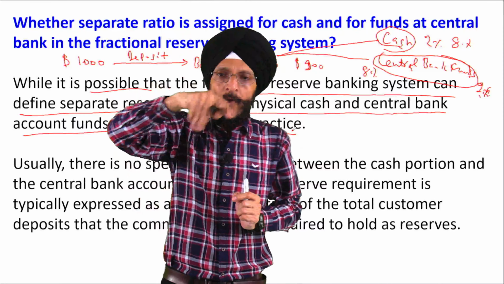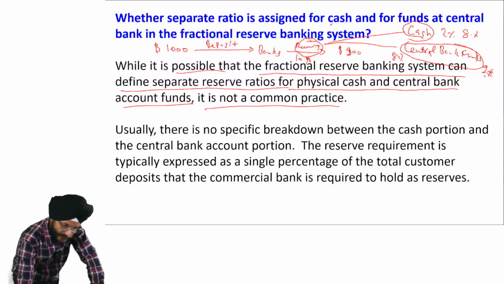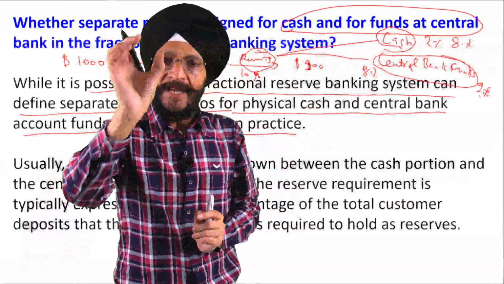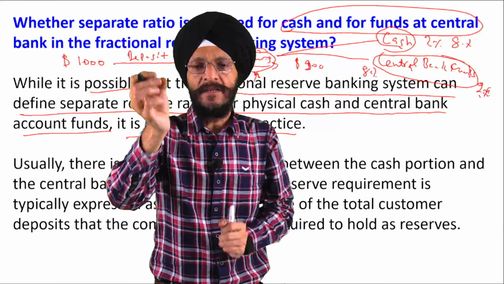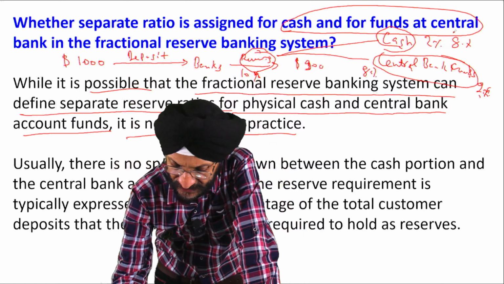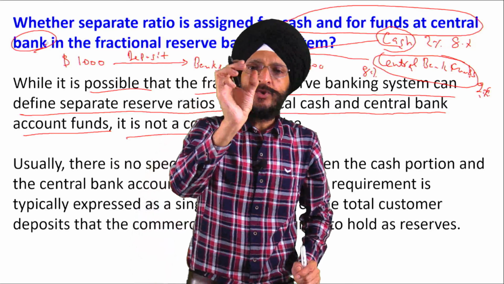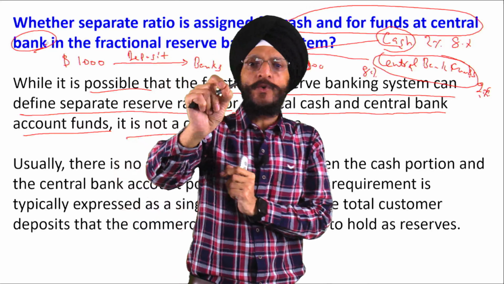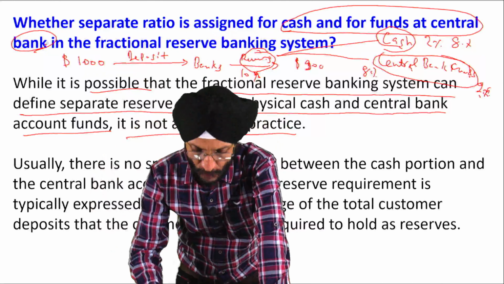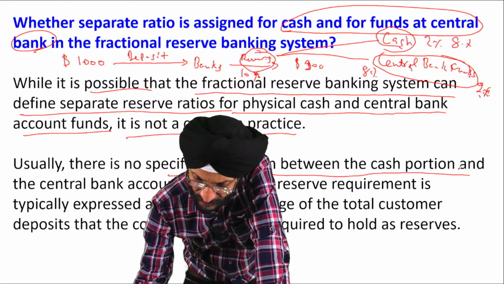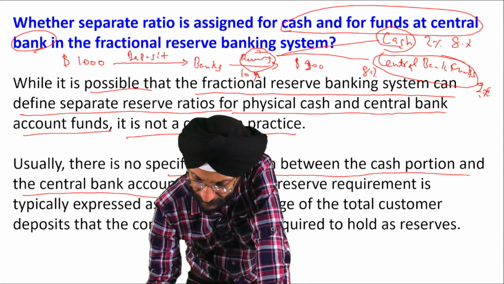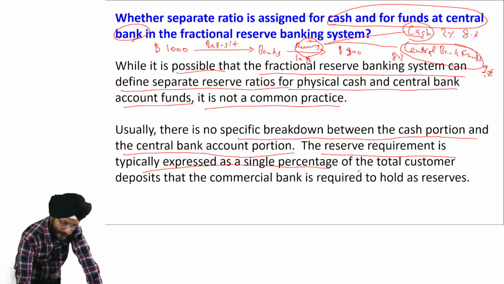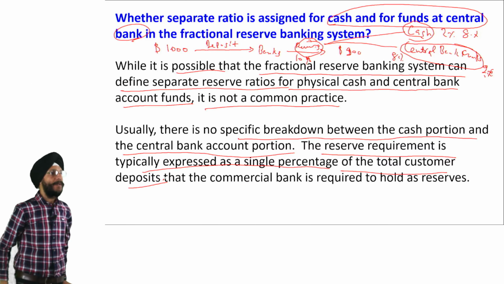Usually they give the overall limit, that is cash plus funds at the central bank should together meet a specific criterion, say 10%. Both these amounts, cash plus funds at the central bank, together constitute the reserve ratio amount which is fixed by the central bank. Usually there is no breakdown between the cash portion and the central bank account portion. The reserve requirement is typically expressed as a single percentage of the total customer deposits.